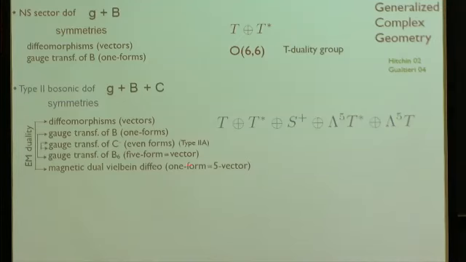Then here, this gives another copy of T plus T star. So 5 vectors and 5 forms, which on 6-dimensional manifolds is another copy of T plus T star, plus this S plus, which is the sum of all even forms. And if you count the degrees of freedom, you have 12 here, another 12 here, and these are 32, and this gives you 56, which is the fundamental representation of E7.